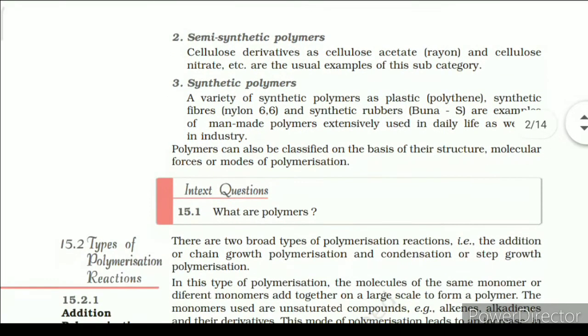Number 2. Semi-synthetic polymers. Cellulose derivatives such as cellulose acetate and cellulose nitrate etc. are some useful examples of this subcategory. Number 3. Synthetic polymers. A variety of synthetic polymers such as plastics, synthetic fibers and synthetic rubbers are examples of man-made polymers extensively used in daily life as well as in industry. Polymers can also be classified on the basis of structure, molecular forces or modes of polymerization.